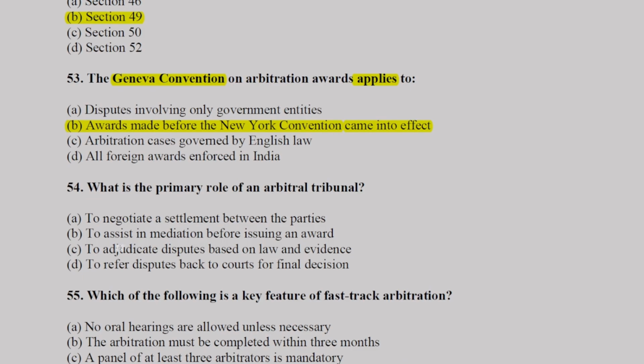What is the primary role of arbitral tribunals? To negotiate a settlement between the parties, no. To assist in mediation before issuing an award, no. To adjudicate disputes based on law and evidence. So the answer is C.